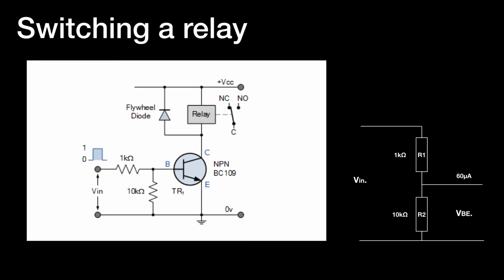When a small signal is applied, let's say 2 volts, that 2 volts is developed across the potential divider made up of the 1 kilo ohm resistor and 10 kilo ohm resistor. And I've depicted this in an equivalent diagram on the right of the screen.